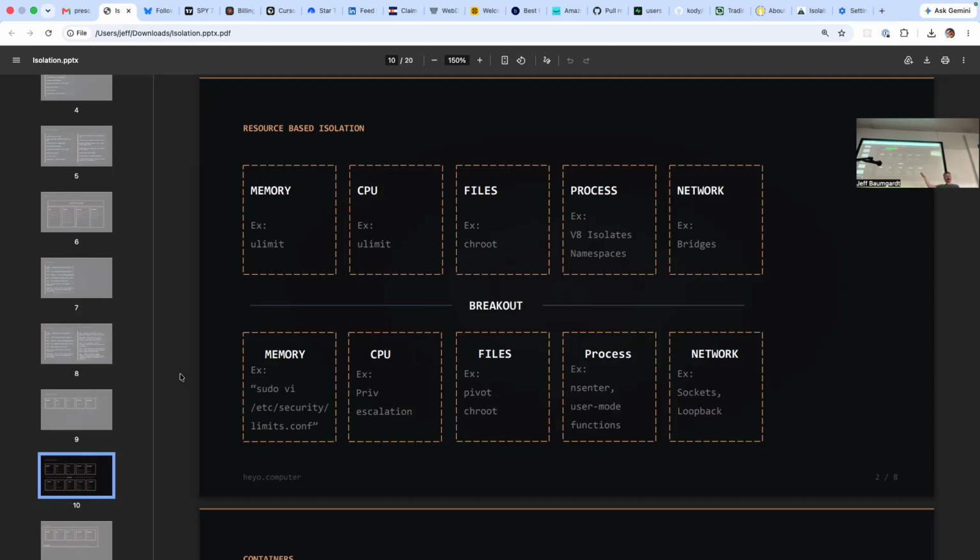Files, chroots are incredibly simple. Chroots are essentially redefining the entry point of your file system. You do something called a pivot chroot and immediately get out of it. Pivot chroot is just creating a chroot within a chroot. So you redefine your own file system, which makes it quite imperfect for actually isolating files. Processes. V8 isolates are pretty good, as well as namespaces, but they're still easy to get out of.